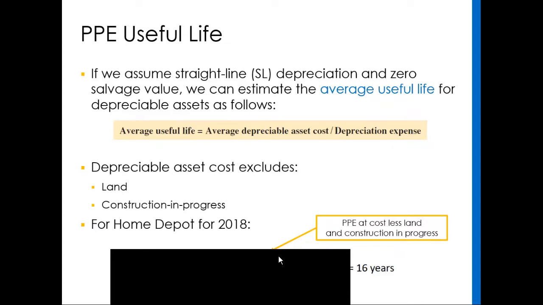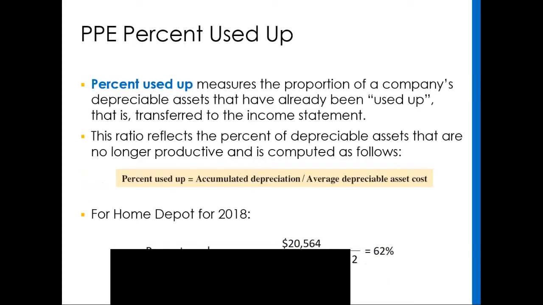Depreciation per year, we have the equipment. So percent used up is the proportion of a company's depreciable assets that have already been used up and transferred to the income statement. So we have that accumulated depreciation we recorded. We went from 18,000 a year, and then we ended up with a total of 90,000 accumulated depreciation on $100,000 worth of assets. So accumulated depreciation divided by the average depreciable asset cost. We stretch that out and we get a percentage of what's been used up.